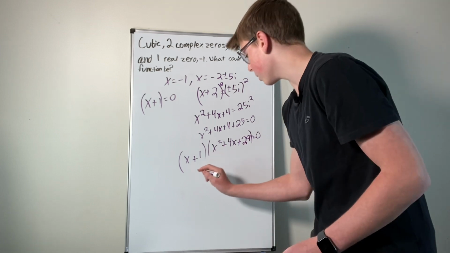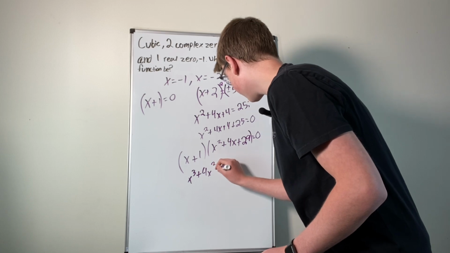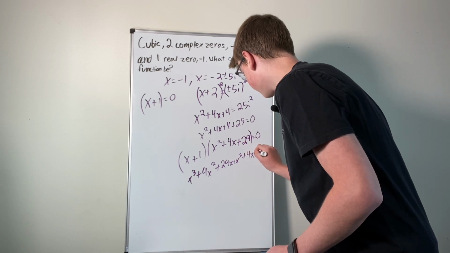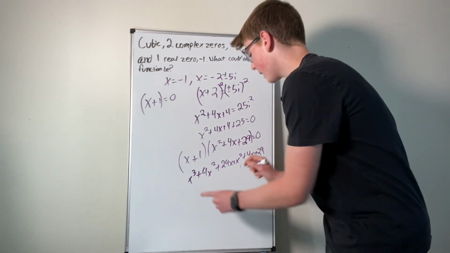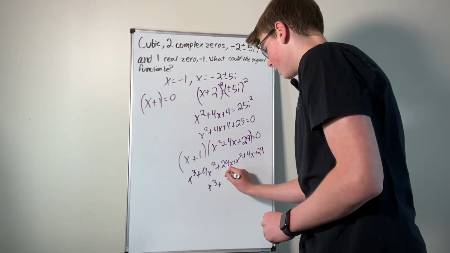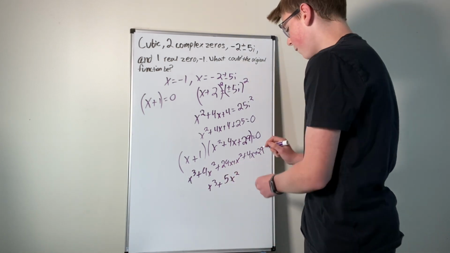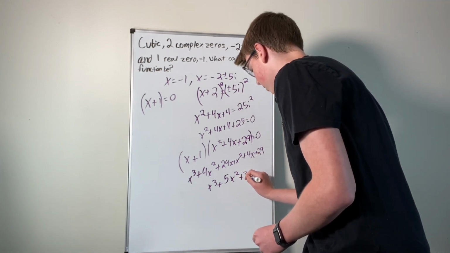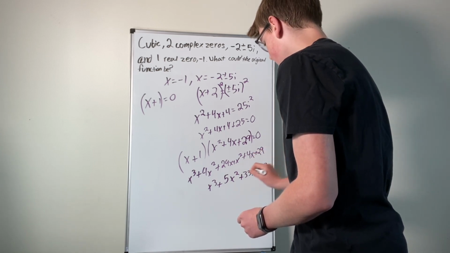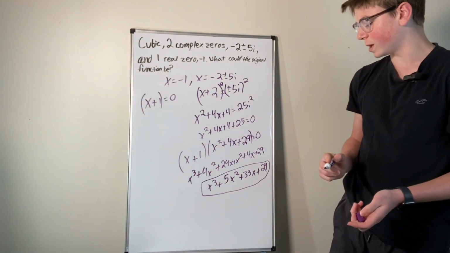So now we just distribute, which would be x cubed plus 4x squared plus 29x plus x squared plus 4x plus 29. Now we simplify. x cubed is just x cubed, and then 4x squared plus x squared is plus 5x squared, plus 29x plus 4x is positive 33x, and then our 29 is our constant. So this would be our original equation: x cubed plus 5x squared plus 33x plus 29.